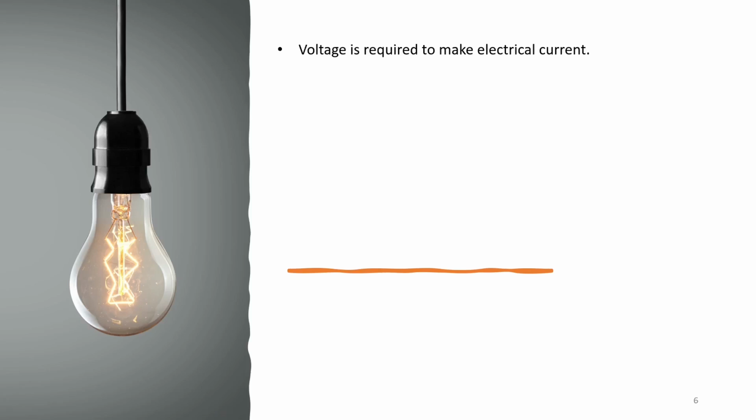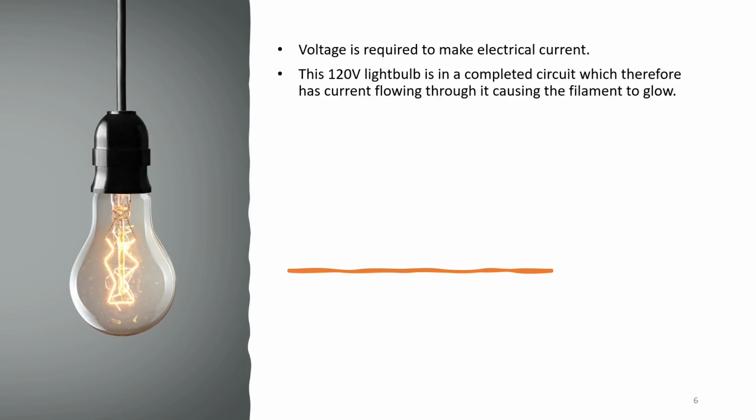So voltage is required for electrical current. We can't have current without voltage. Okay, we can have voltage without current. We're going to see that here in a minute. So this 125 volt bulb is in a completed circuit. I can tell that because it has current flowing through it, and I know that because the filament is literally glowing. And the only way that's going to glow is if it has electrical current flowing through it.